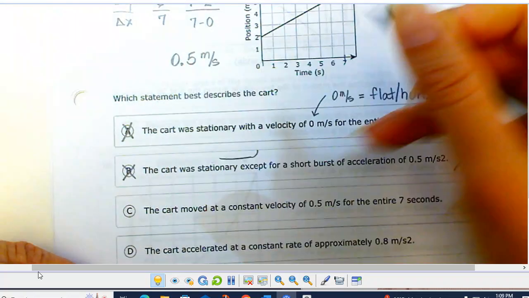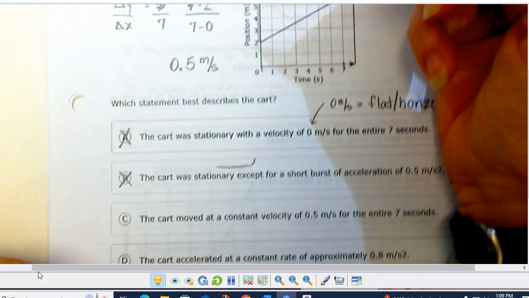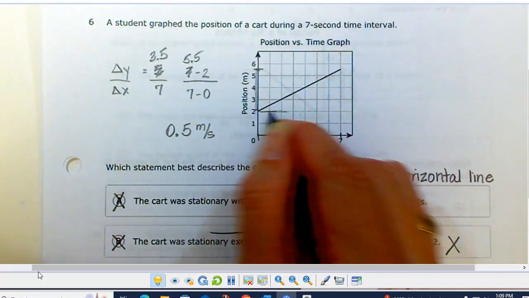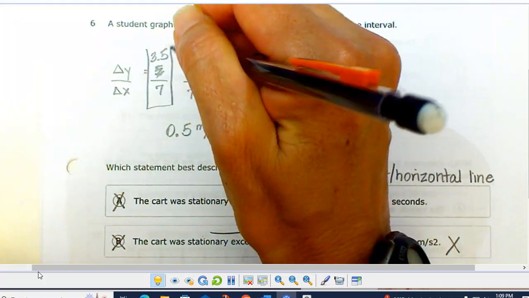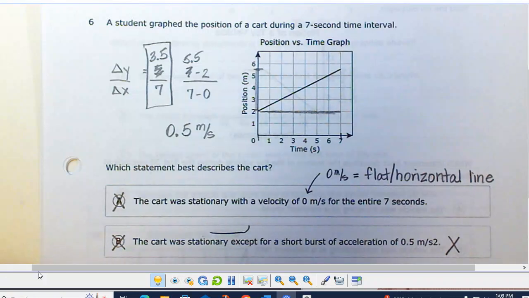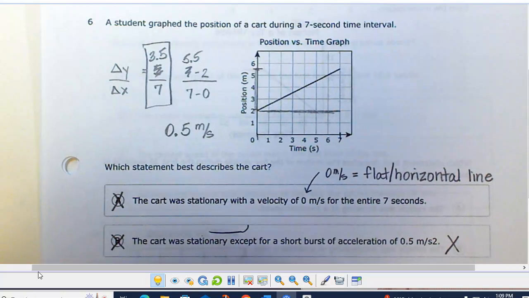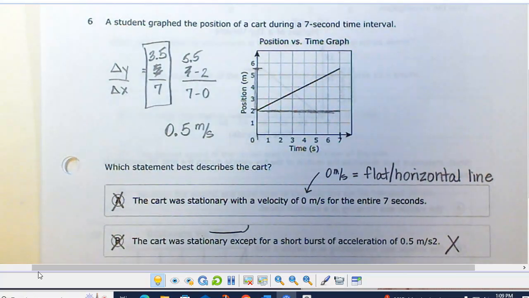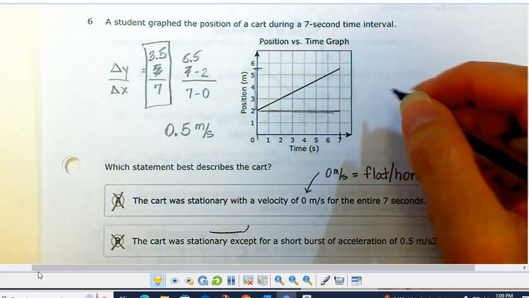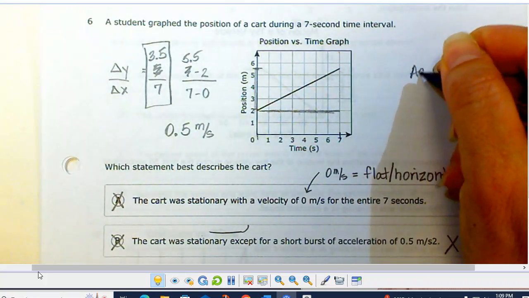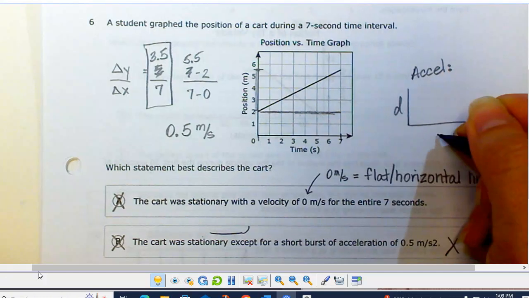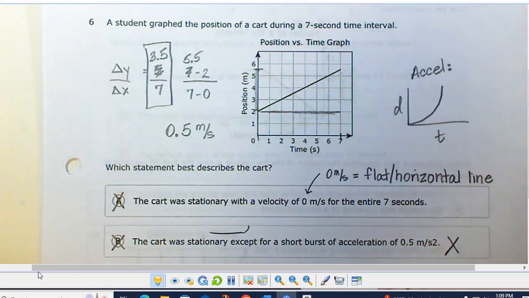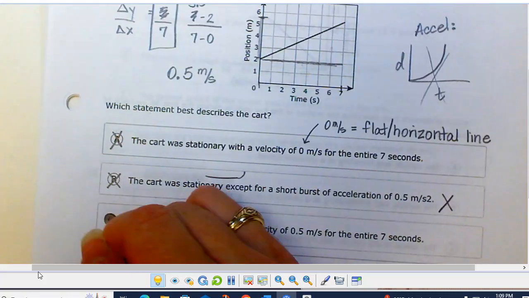So I can use the change in y values divided by the change in x values to get my slope. Change in y values was 3.5. Change in x values was 7. 3.5 divided by 7 is 0.5. Car accelerated at a constant rate of approximately, okay, if something accelerates, speeding up on a distance versus time graph or a position versus time graph, it's going to curve. And that's not what we've got. So it is C.